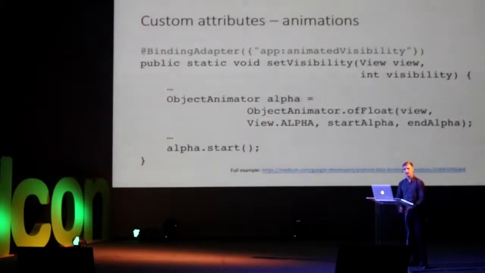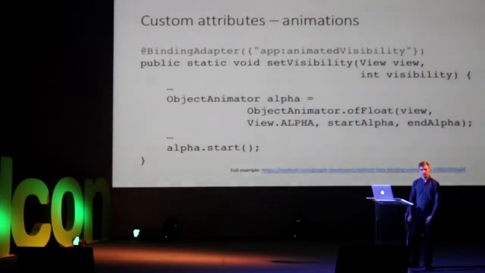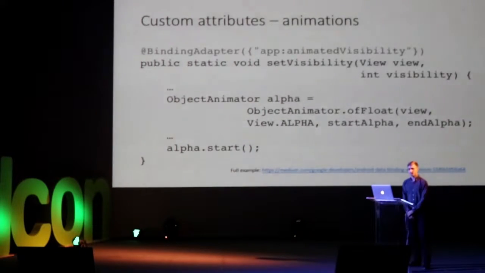If you want to fade in a view when you set it visible, or fade it out when you set it invisible, then you can create a custom attribute, animatedVisibility, for example. You can apply that to the view class, so it works for every view, and take an integer for visibility. Then you can use an object animator: check the current visibility, set the visibility to the end state, figure out what the end state should be, and then just start the animation. This can all be done in a binding adapter. This is just one way of doing it.